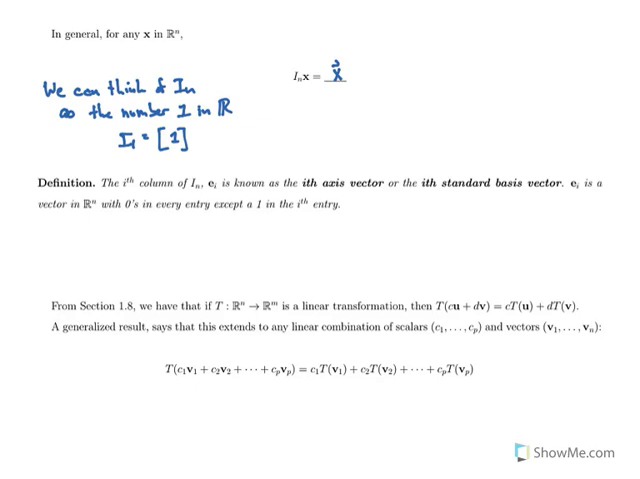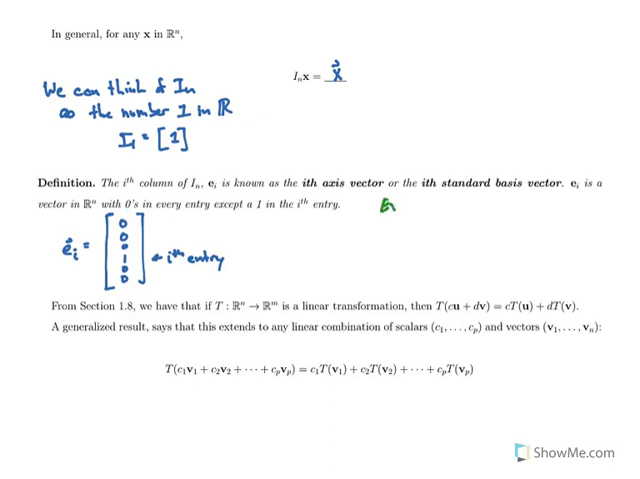Another definition are these E sub i's. We're going to call them the ith axis vector or the ith standard basis vector. We'll introduce standard basis later in this course. And E sub i is a vector in Rn with zeros in every entry except 1 in the ith entry. So E sub i is a bunch of zeros with a 1, and the 1 is in the ith entry. So I guess this would be E sub 4, corresponding to n equals 6. We call them the standard basis vectors.